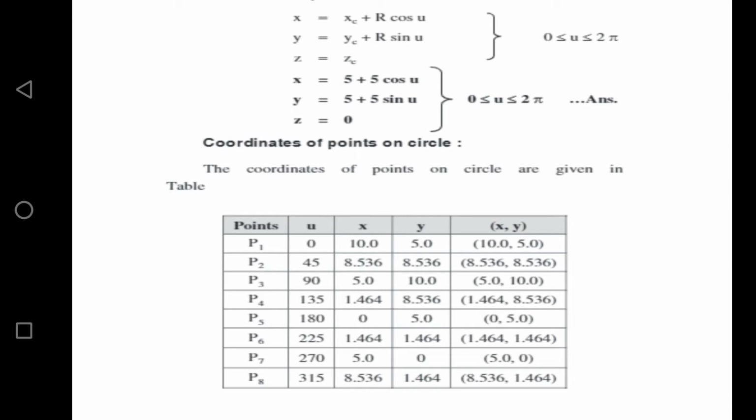And P7, we have 270 degrees and the values of x, y are 5, 0. And P8, we have 315 degrees and the coordinate points of x and y are 8.536 and 1.464. So this is the way you have to find out the parametric equation of a circle and the coordinate points of a circle, given under different circumstances. So this is a simple one.